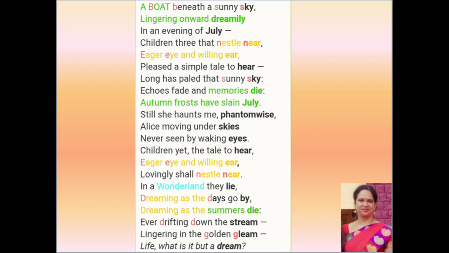In this poem, the bold black letters indicate the rhyming scheme. As I've already mentioned earlier, all the three sentences towards the end rhyme with each other, but not in the first stanza. Sky rhymes with July, but not dreamily. In the second stanza, near, year, all three rhyme with each other. So first will be AA, second will be B. Third is sky, die, July. They rhyme with each other. Phantom wise, sky's eyes. The three rhyme with each other. Year and near rhyme with each other. Lie, by, die. They too rhyme. Stream, gleam, dream. They too rhyme with each other.